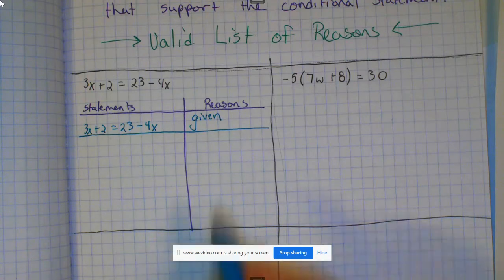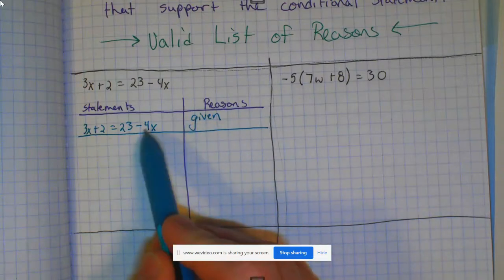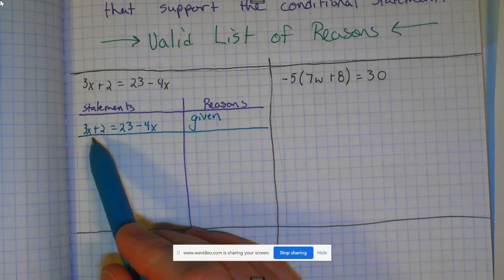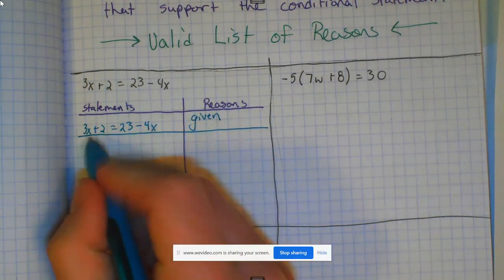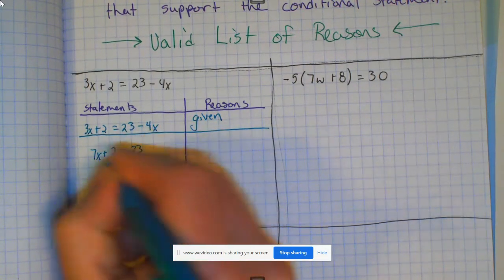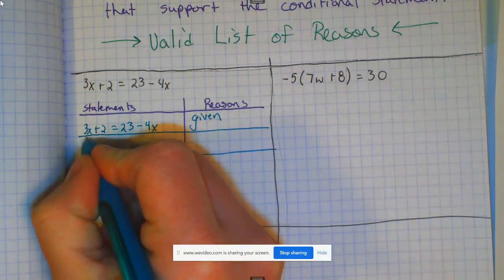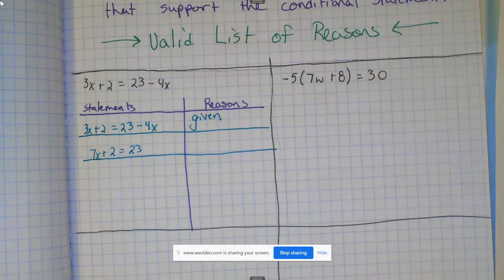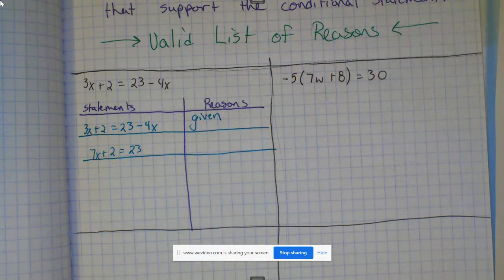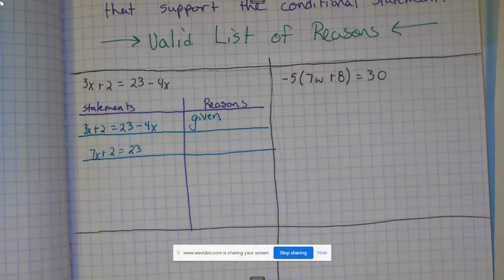Looking at this, we can do multiple things first. I might say I'm going to add 4x to both sides. When I add the 4x over here, I get 7x plus 2 equals 23. If you want, you could put the little plus 4x, but you don't have to. Your reason's going to say what you just did. Now remember, I added 4x to this side, and I added 4x to that side.